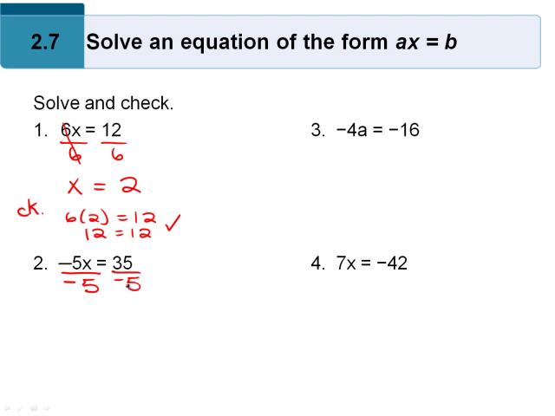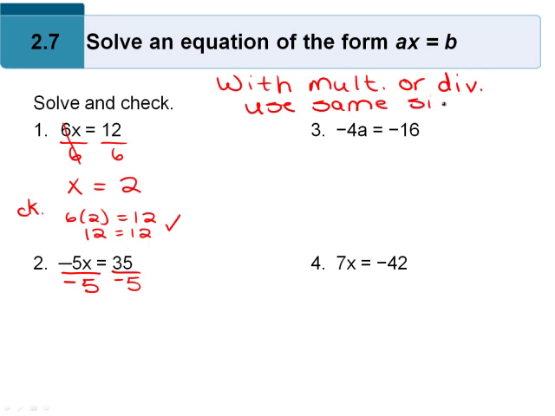So that is really the opposite of what we just learned in section 2.6, because there we had to use addition or subtraction. So we were always using the opposite sign. So one thing to write in your notes is that when you have multiplication or division in your equation, you have to use the same sign. Very important when you're multiplying or dividing, okay?